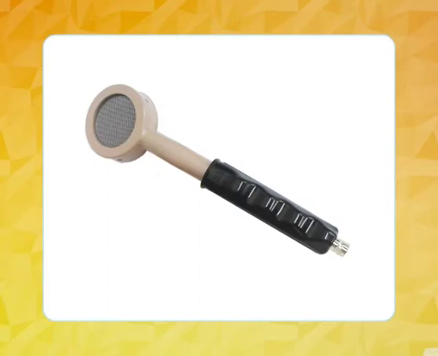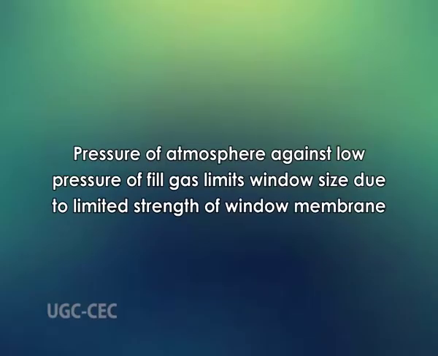The pancake detector is a variant of the end window probe, but designed with a large detection area to make checking quicker. However, the pressure of the atmosphere against the low pressure of the fill gas limits the window size due to the limited strength of the window membrane.